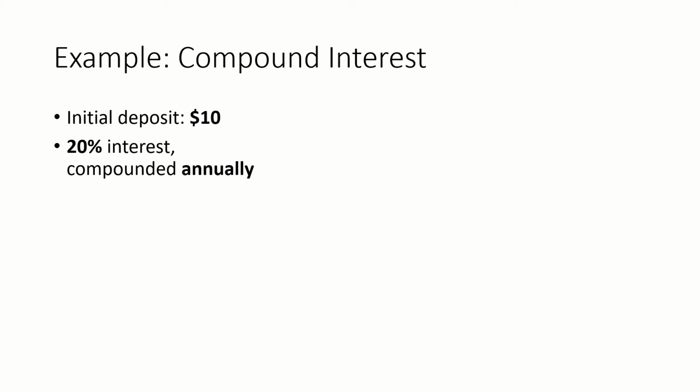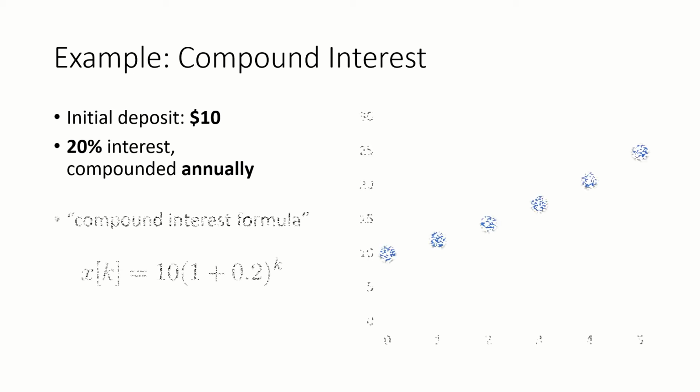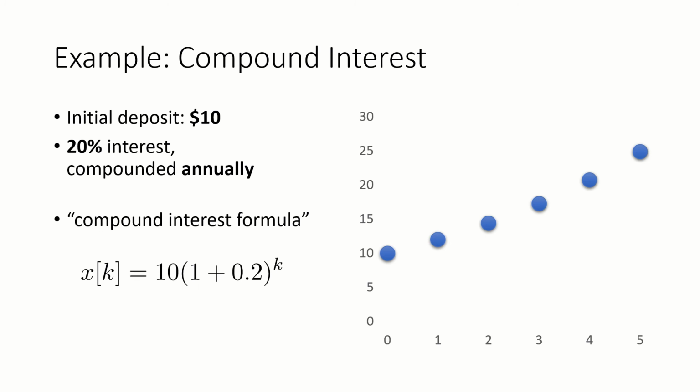So I have an initial deposit, $10, and let's say it's in a really nice bank account with a 20% interest, compounded annually. So every year, we look at how much money's in the bank, and we add to it. Now, when you learn about compound interest, let's say in a basic finance course, usually people give you an expression like this, the compound interest formula. Or some people might call this the F over P formula, the future over present.